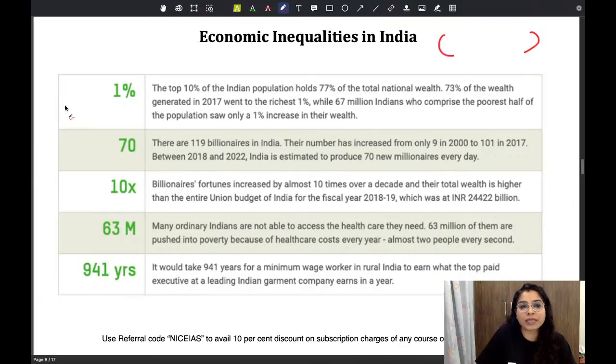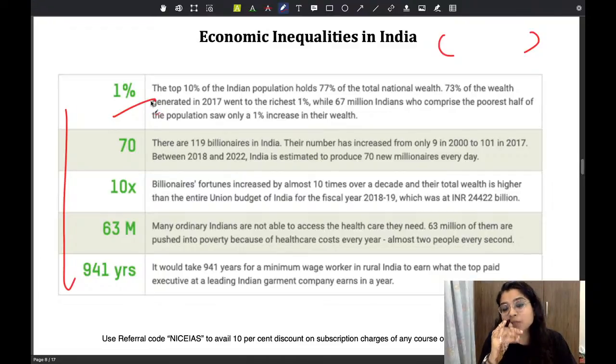So here I've given you a set of 4, 5 examples. You can choose anything. The easiest one to learn is the top one, that the top 1% of the Indian population holds 77% of the total national wealth, right? And 73% of the wealth generated in 2017 went to the richest 1%, while 67 million comprise the poorest of the poor, right?